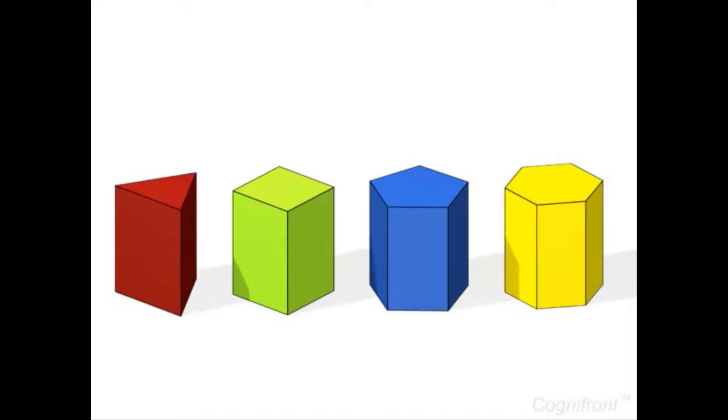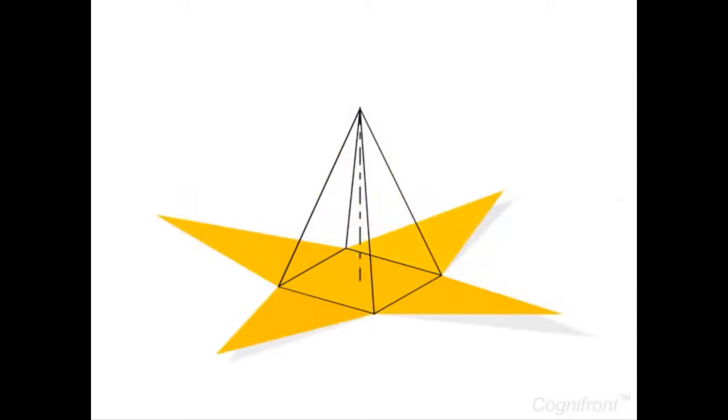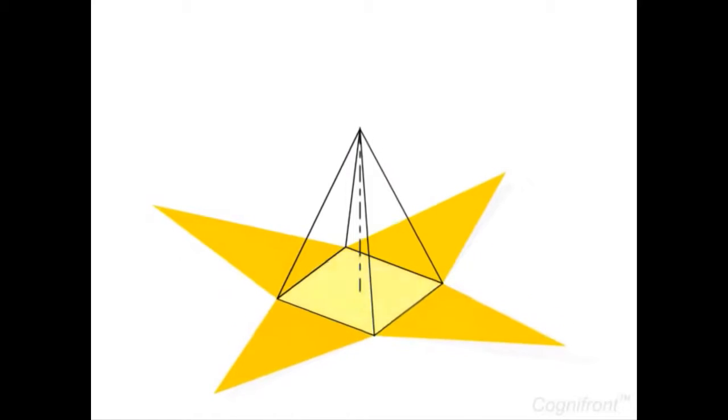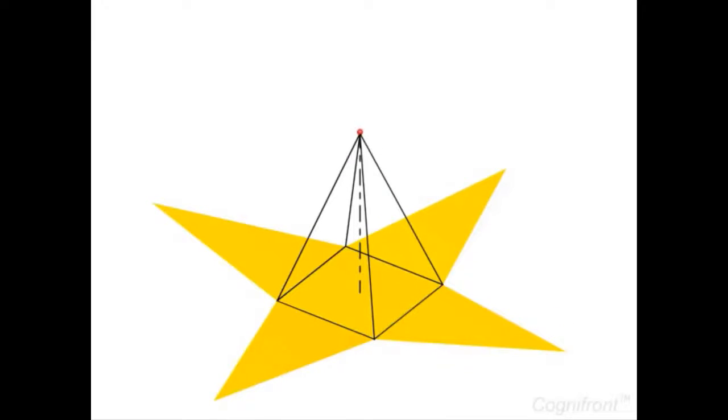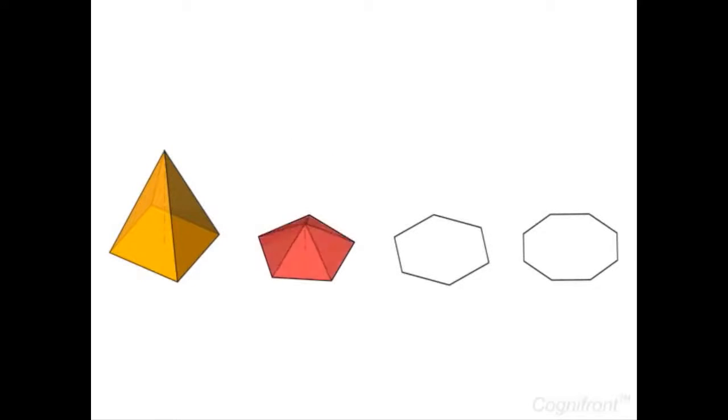Prisms are named according to the shape of their bases as triangular, square, pentagonal and hexagonal. A pyramid is a polyhedron having many-sided planes, a base at one end and a point or vertex at the other end. The base of the pyramid may be in different shapes.